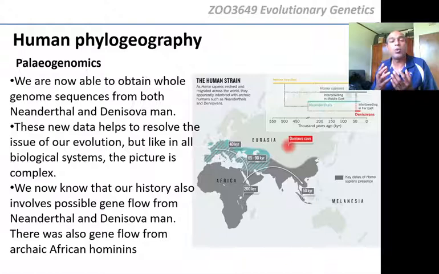What happened is we left Africa, we met Neanderthal, and what happened? We had gene flow with them, okay? We mated with them, and we took their genes into our population, and our genes went into their population. And the same with Denisova. We met him here, and we bred with him, okay?